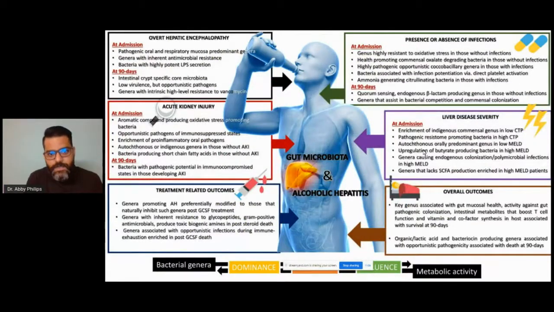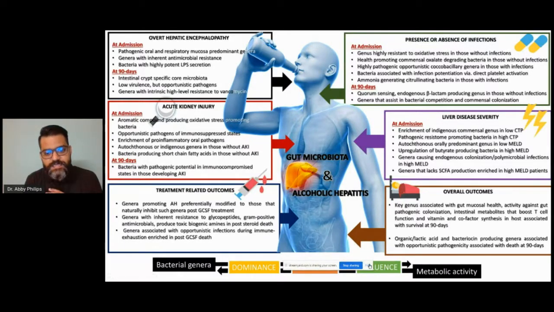So this is the summary slide that we had submitted for peer review; it's under peer review at the moment, where we show that hepatic encephalopathy, acute kidney injury, even treatment-related outcomes, that is steroid versus growth factor versus abstinence, and presence or absence of infections, even the liver disease severity based on the MELD and CTP cutoff, everything has a specific group of bacteria attached to it, which promotes it or reduces the severity.